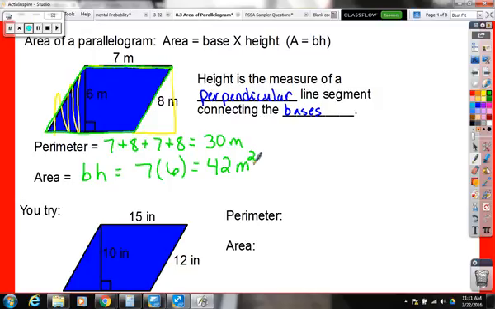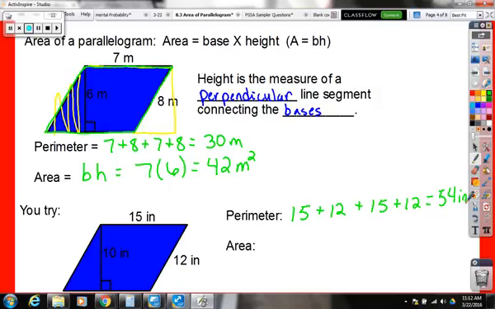Let's see. Bailey, yes. Tell me what numbers I would use to find the perimeter. 15, good. So 15 plus 12. Good. Plus 15 plus 12. And when we add all that together, who can tell me what we get? Sophia? 54. We get 54 inches.